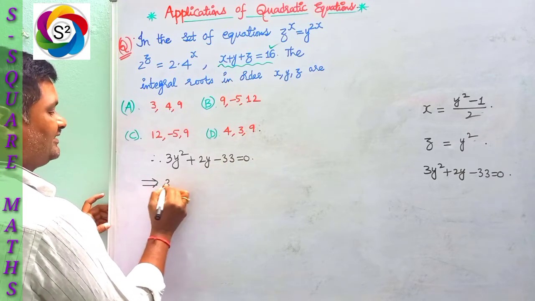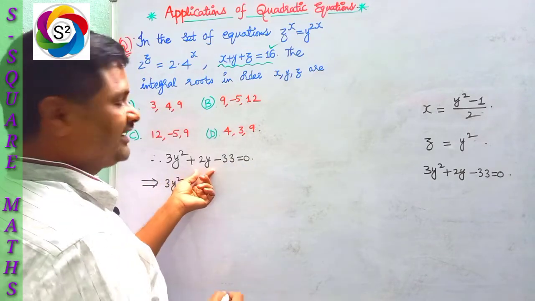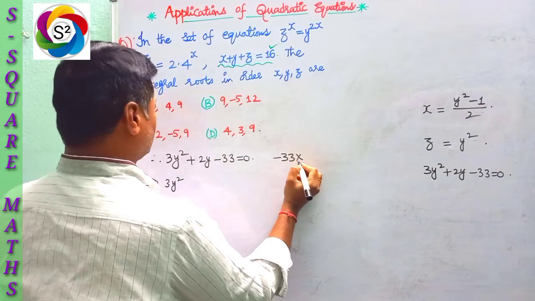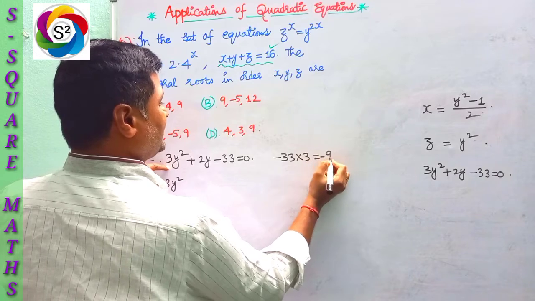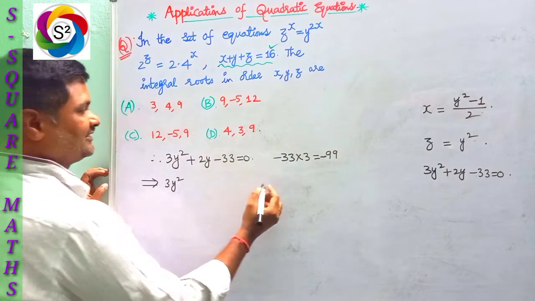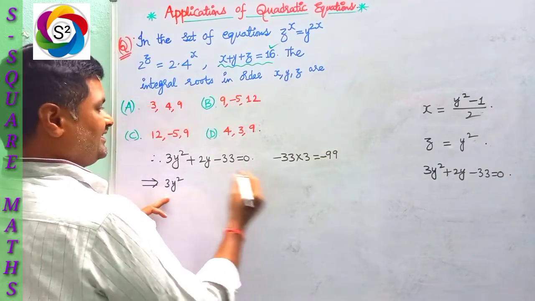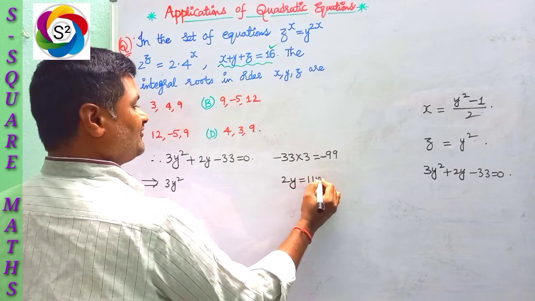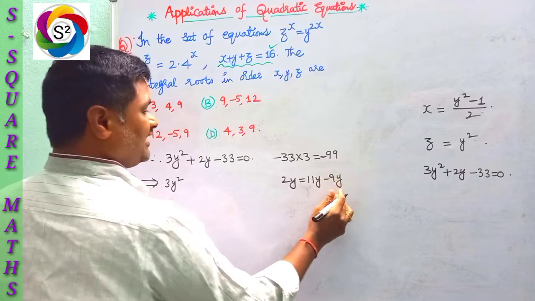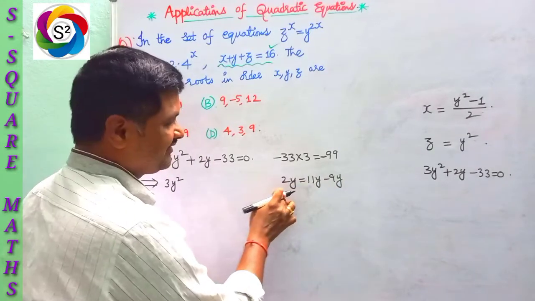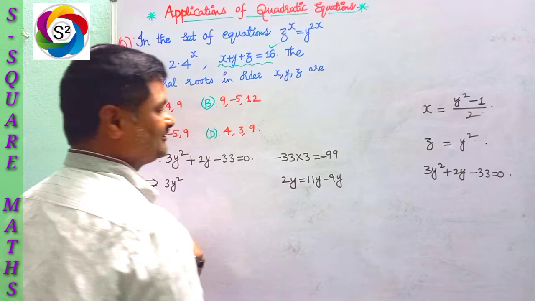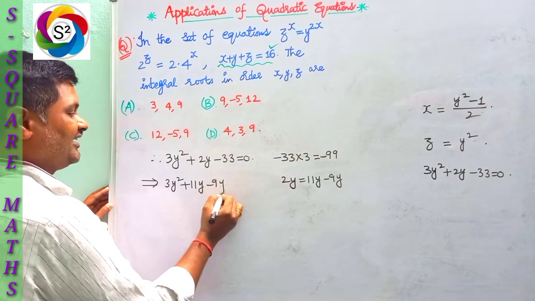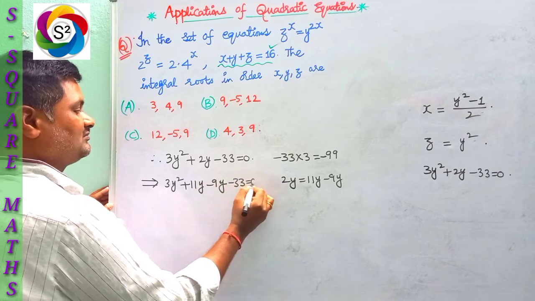So this implies I can write 3y square, going through the factorization method. Nothing but minus 33 into the coefficient of y square, which is 3, that is minus 99. Next, the middle term 2y can be written as 11y minus 9y. 11y minus 9y is 2y, and 11 into minus 9 is minus 99. So I am going to write here 3y square plus 11y minus 9y minus 33 is equal to 0.